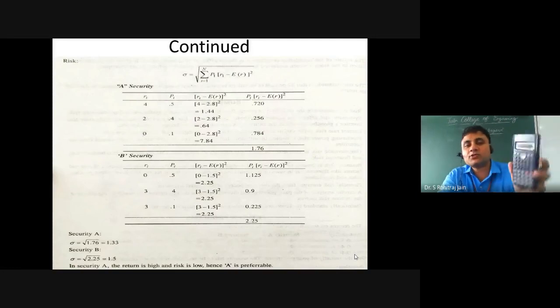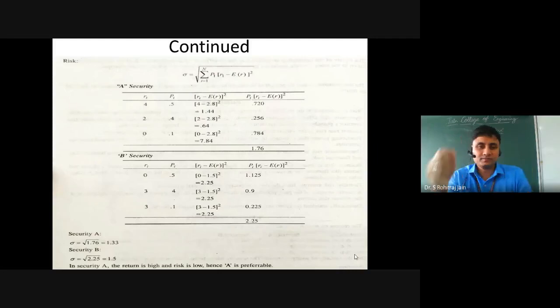I am again repeating, students, those who are using a scientific calculator, don't directly type 0 minus 1.5 square. You will get a wrong answer. First use a bracket. Open the bracket, 0 minus 1.5, close the bracket. This much square. So I'll get 2.25. Clear? So similarly, 3 minus 1.5 square, I get 2.25 again. Similarly, 3 minus 1.5 square, I get how much? 2.25.